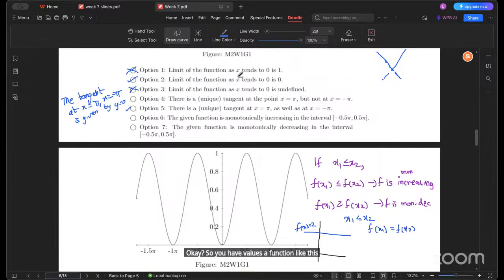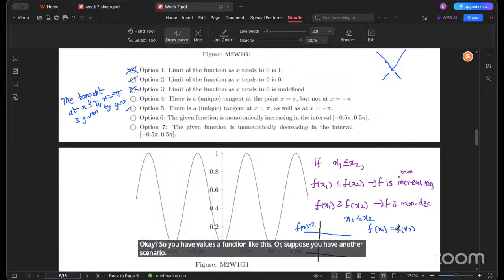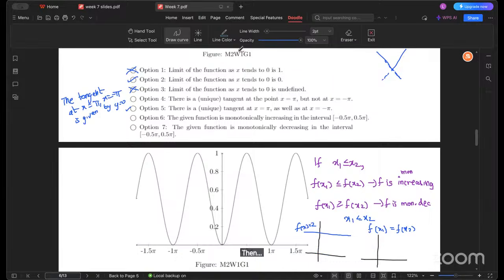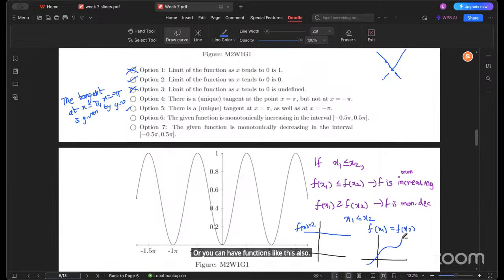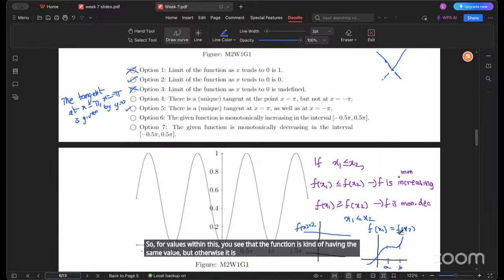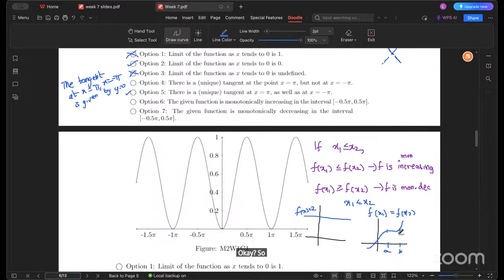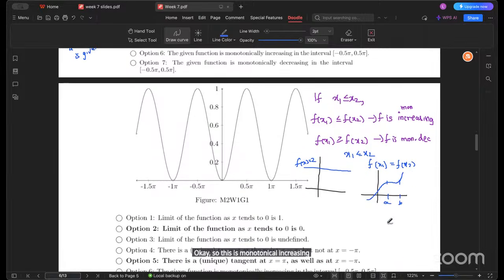Or suppose you have another scenario where you have step functions also, or you can have functions like this also. Somewhere you have it like this. So in this place, within this range, let's say some a and b, for values within this the function is kind of having the same value, but otherwise it is kind of increasing. So this is monotonically increasing, but not a strictly increasing function.